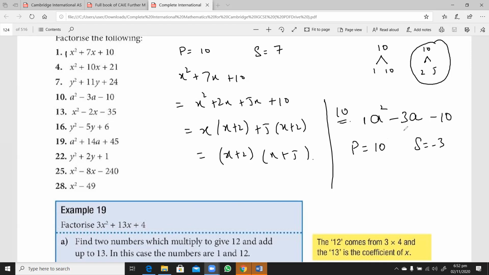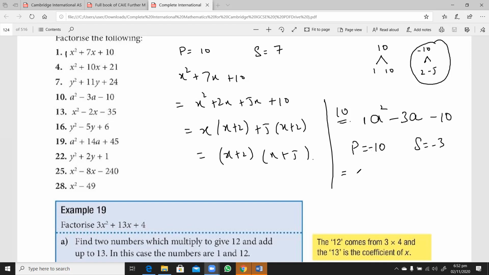Now the product is minus 10. In fact, I should write minus 10 because this is minus 10 times 1. So the product is minus 10 and the sum is minus 3. So when the product is negative, one of those two numbers has to be negative. So I think it should be 2 and minus 5.